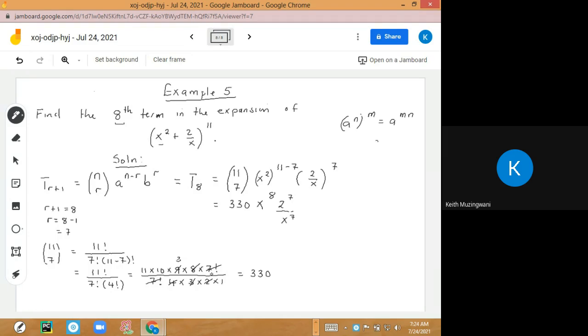You guys must understand that when you're having a over b to the power n, this is the same as a^n over b^n. Okay, so this is the same as 330 multiplied by 2 to the power 7, and then x power 8 over x power 7, that is just x. This would be our term.